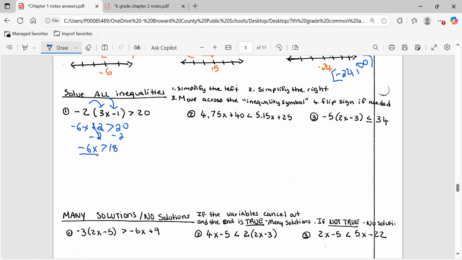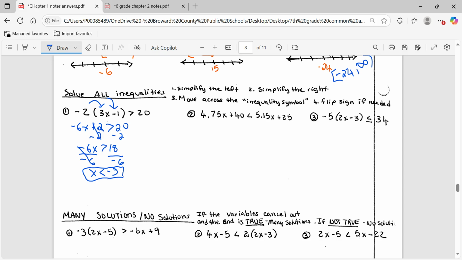-6x, I would divide both sides by -6. Oh, I'm dividing by a negative number, which means I'm also going to have to flip the sign. It is only in this position that I flip the sign. And then 18 divided by -6, 3 6 is 18, is -3. So that x is less than -3.